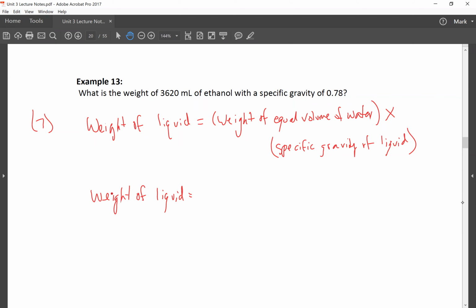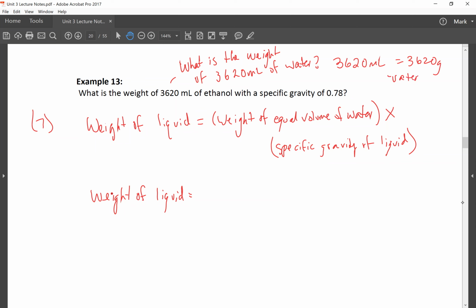Now, this is the beautiful thing about water. Okay, my question is, in order to figure out the top part, what is the weight of 3,620 milliliters of water? Okay, so that will give me this right here. Well, 3,620 milliliters of water equals 3,620 grams of water. That's why water is so cool.